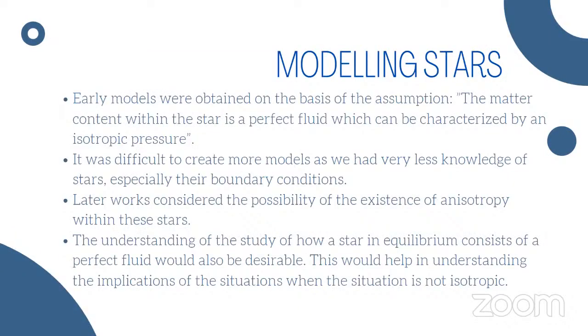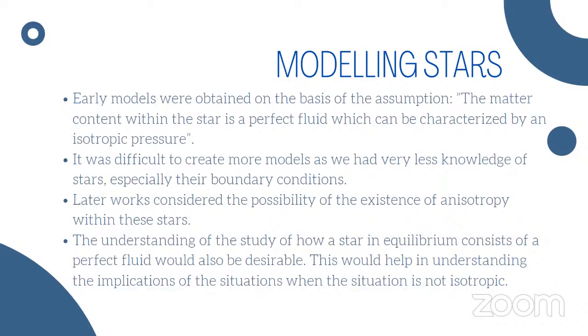Modeling of stars. Earlier studies, done before relativity, assumed that the matter content within a star is a perfect fluid, which can be characterized by an isotropic pressure. However, we found it difficult to create more models as we had very little knowledge of the internal structure of a star, in particular how the gases are distributed. It was only under basic assumptions that we were assuming them, and it was more difficult to find the behavior of the gases, especially at the boundary conditions.